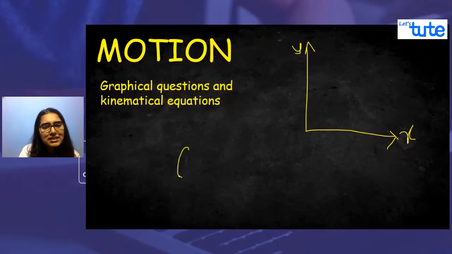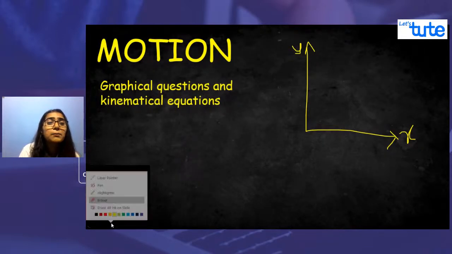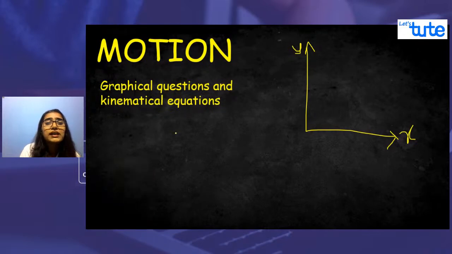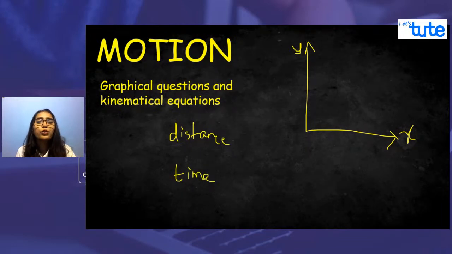So if you have distance and if you have time, who's the dependent variable and who's the independent variable? Think about it. Distance and time. Tell me who will be the dependent variable, who will be the independent variable. I'll tell you what you mean by dependent. Yeah, thank you, Rishikesh. Okay, think about it.